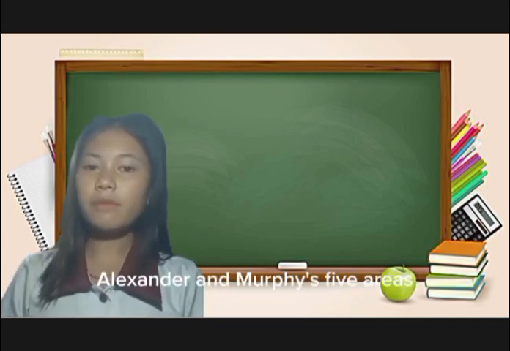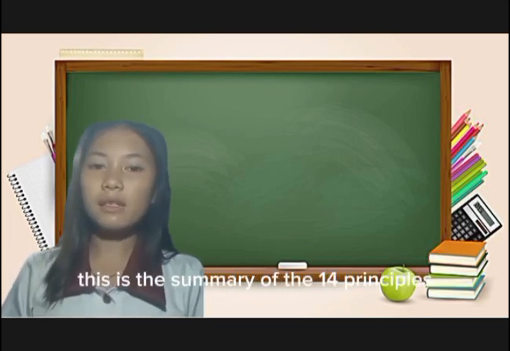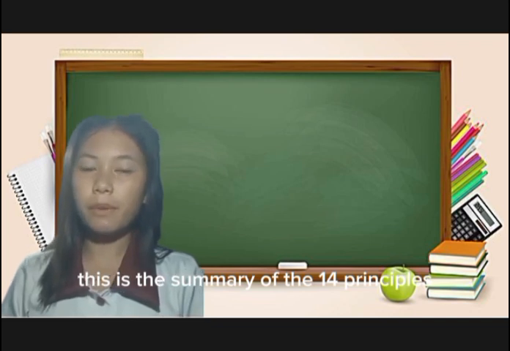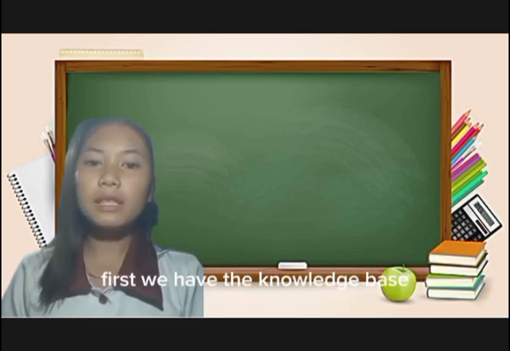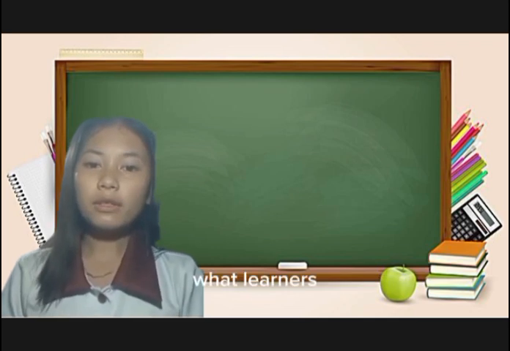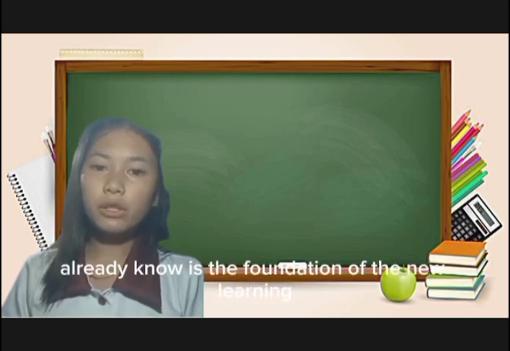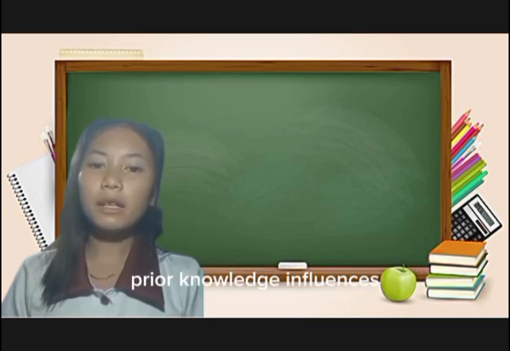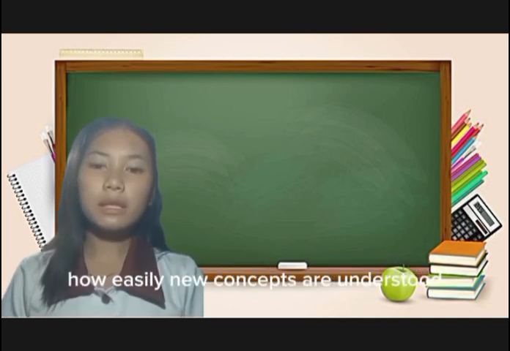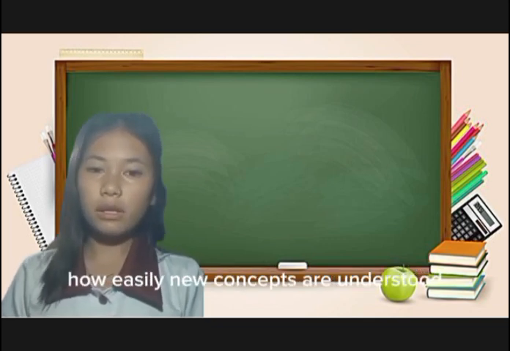Alexander and Murphy's 5 areas. This is the summary of the 14 principles. First, we have the knowledge base. What learners already know is the foundation of new learning. Prior knowledge influences how easily new concepts are understood.